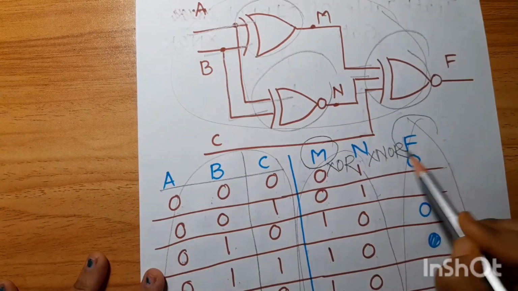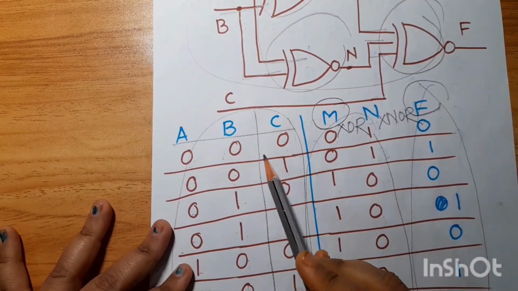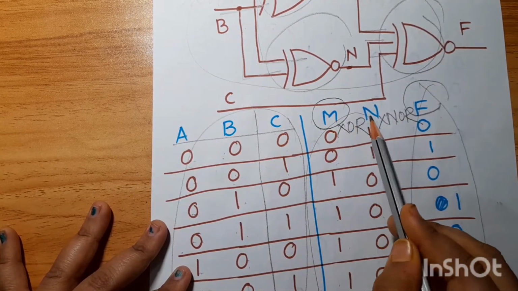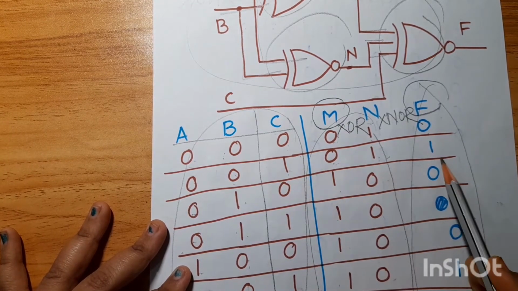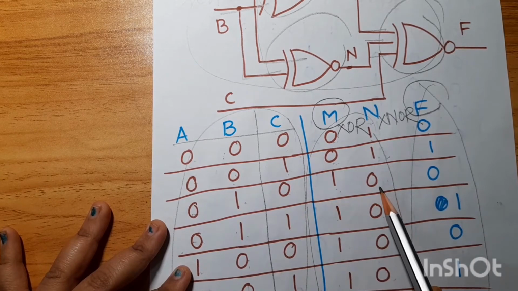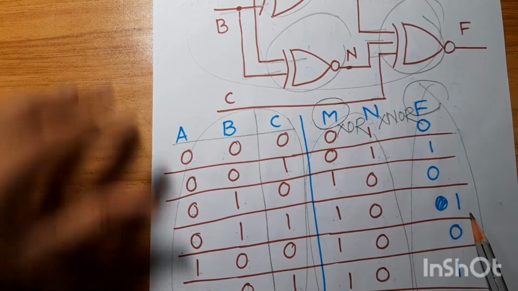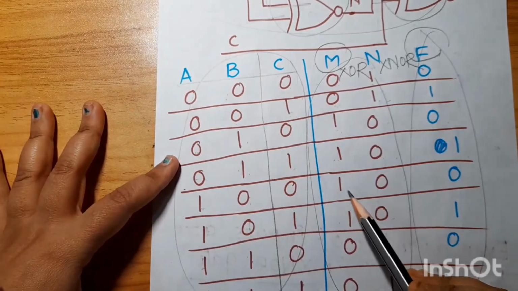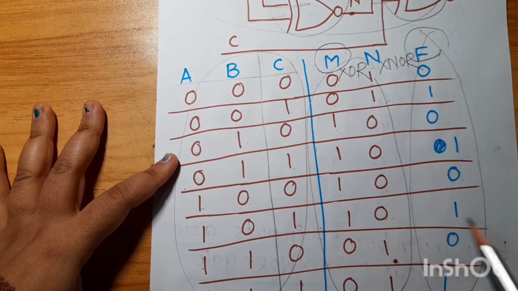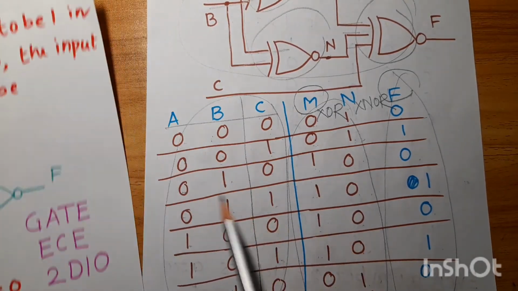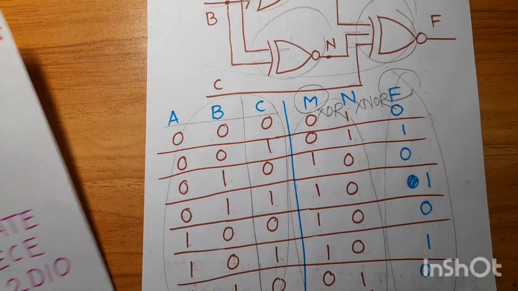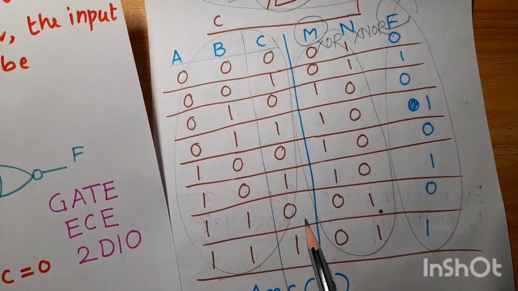Okay, now F is evaluated based on C, M, N. So 0, 0, 1, 0, 1, 0, 1, 1, 0, 1, 0, 0, 1, 1, 0, 1, 0, 1, 0, 0, 1, 1, 0, 1, 0, 0, 1, 0, 1, 0, 1, 1, 1, 1, 0, 1, 1, 1, 0, 0.